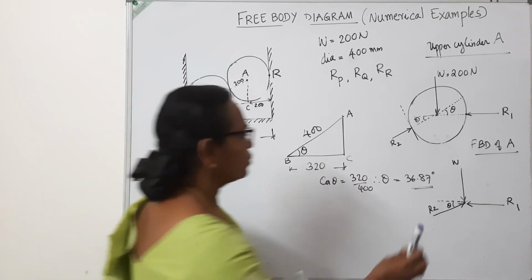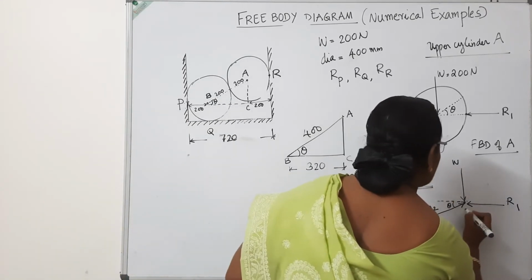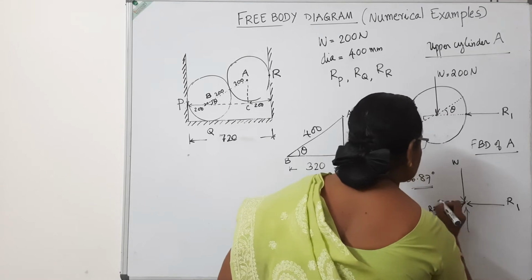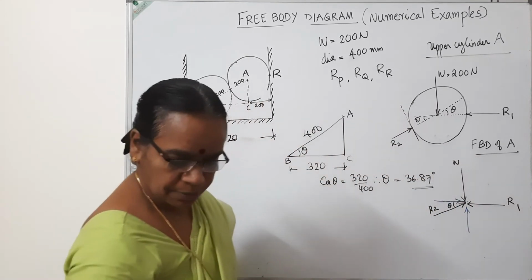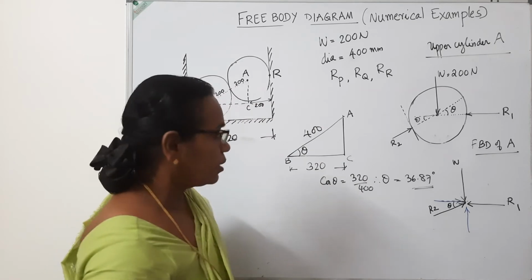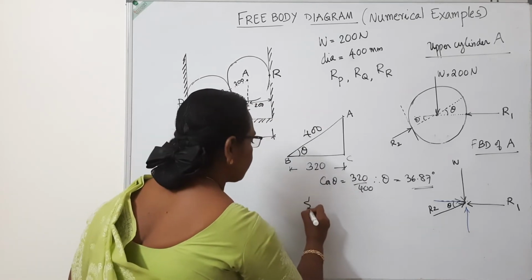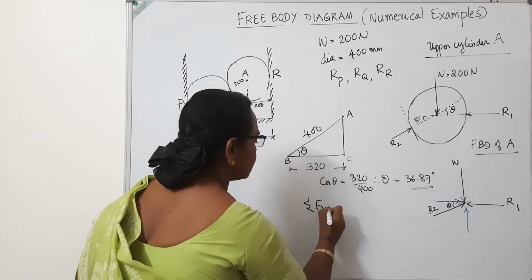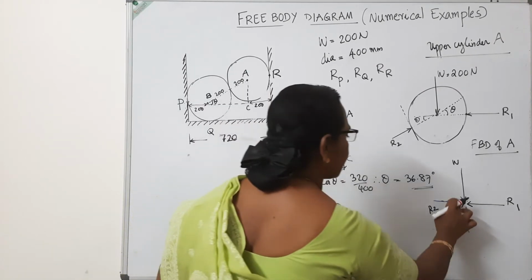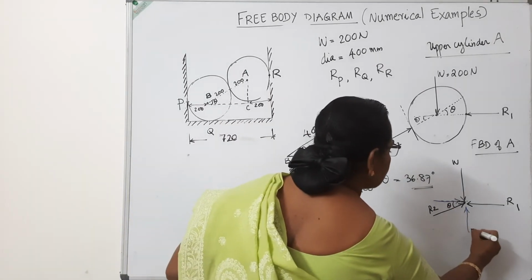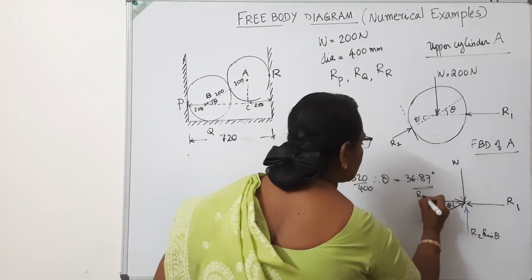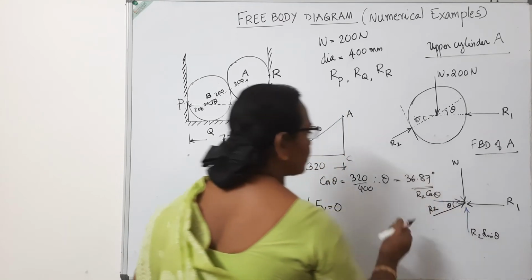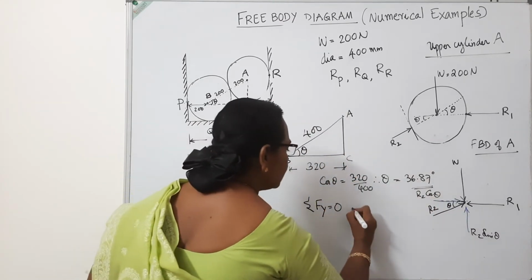Resolving it, how can we resolve? R2 will be having two components. One will be like this, the other will be like this. So sigma Fy is equal to 0, resolving the forces in the vertical direction. This will be R2 sin theta. This will be R2 cos theta, R2 cos theta towards right.